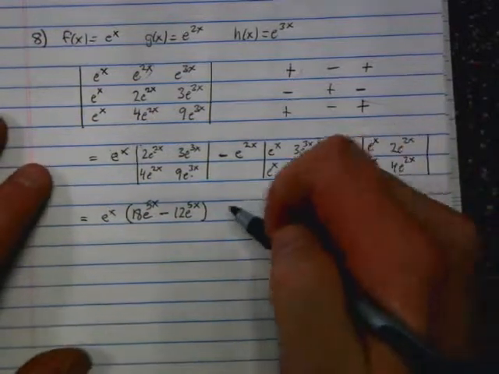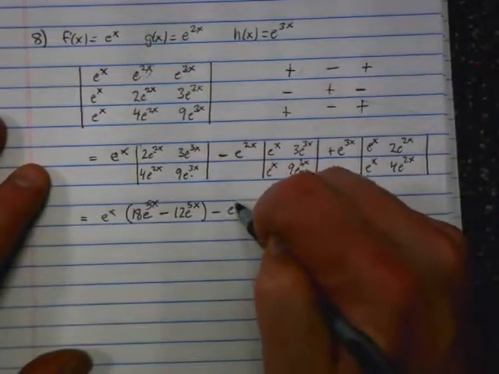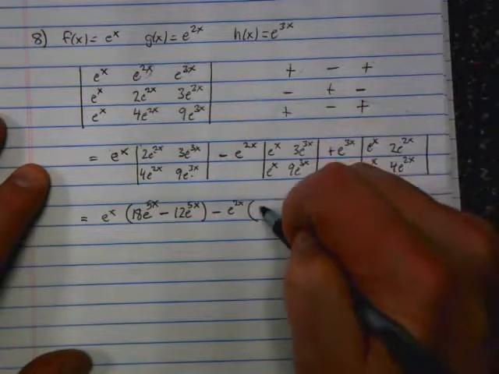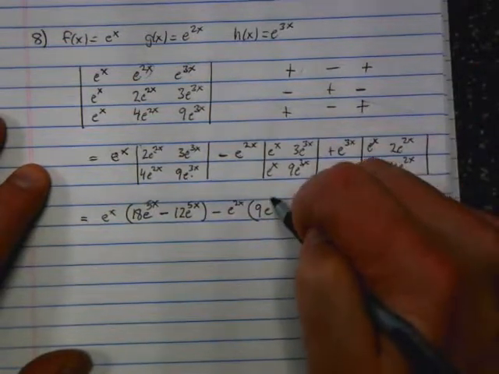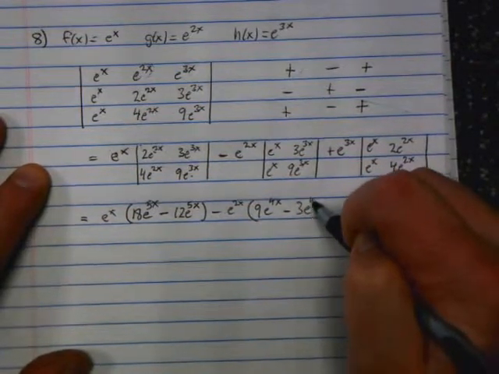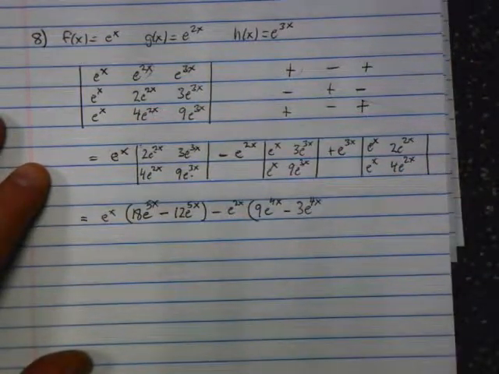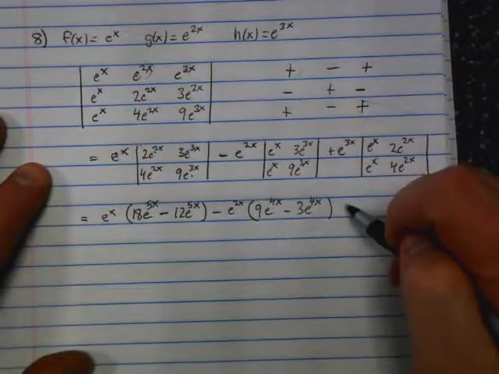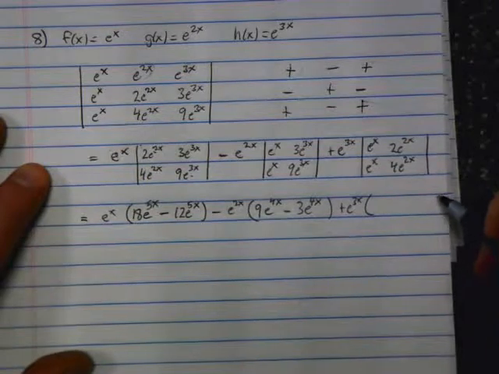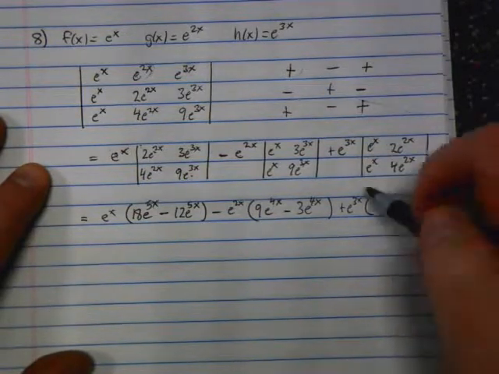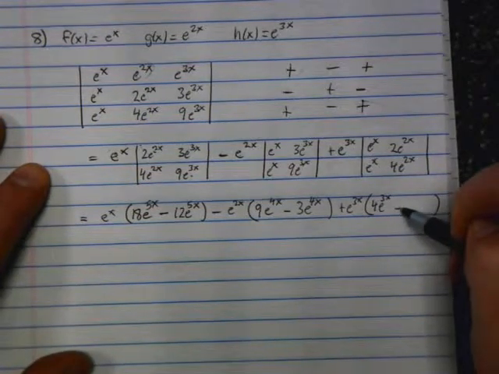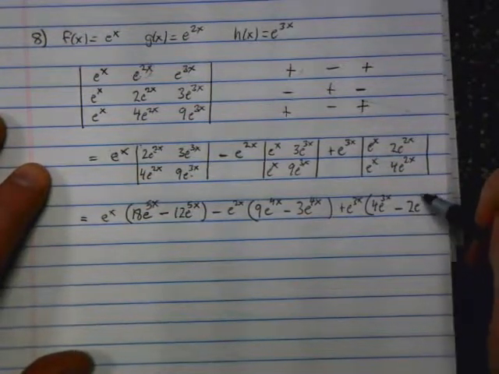Then we move right across here and we keep going. Minus e to the 2x times 9e to the 4x minus 3e to the 4x. And finally, we have plus e to the 3x. Do our diagonal multiplying. 4e to the 3x minus 2e to the 3x.